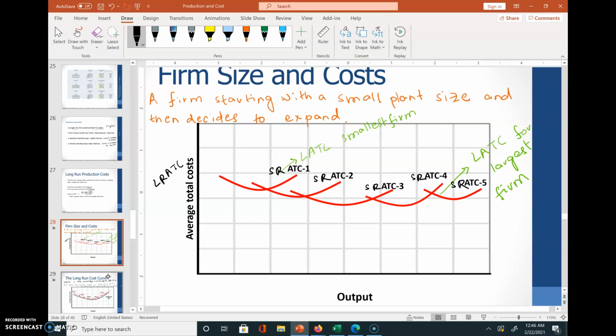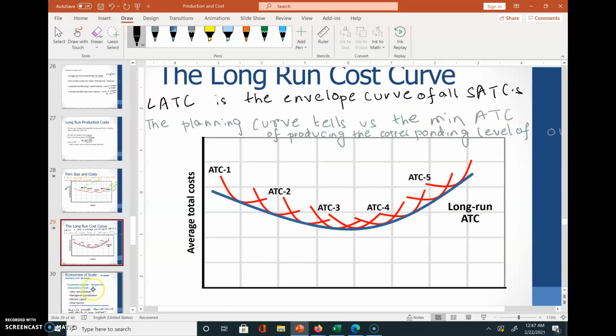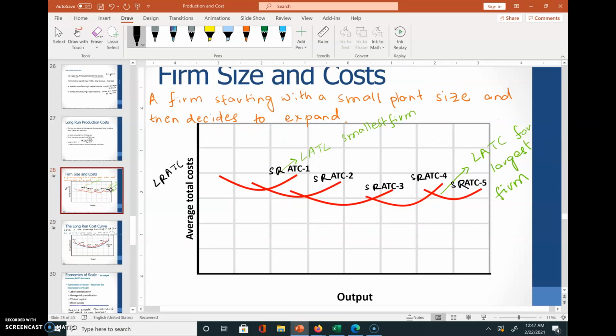SR-ATC1 is the short run average total cost for the smallest farm, and SR-ATC5 is the short run average total cost for the largest farm. Now this long run average total cost is the envelope curve of all the short run average total cost curves. Let me come back to this example here. So this is the lowest point.